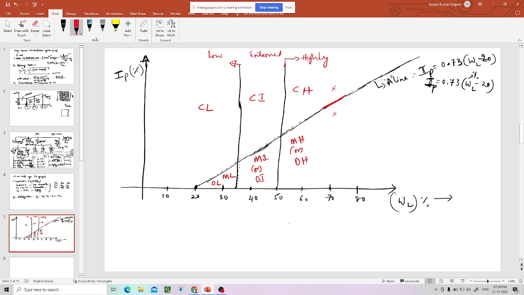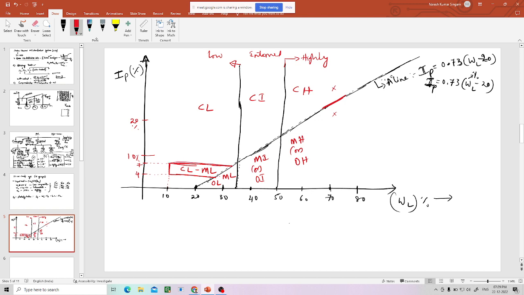Then there are some other things you can say. Let us say this is 10, this is 20. IP is also in percentage because it is LL minus PL. Now, 4 to 7: if this is 4%, this is 7%, and it is falling in between this IP, and 10, this particular portion is CL and ML. If somebody asks what is the soil classification, you have to give CL dash ML, this portion.